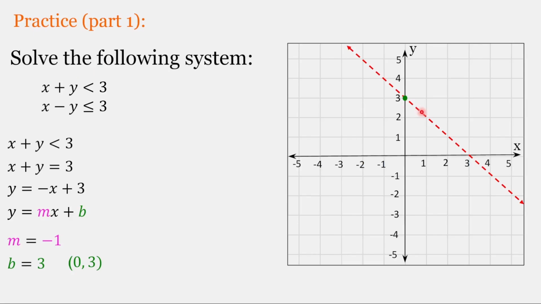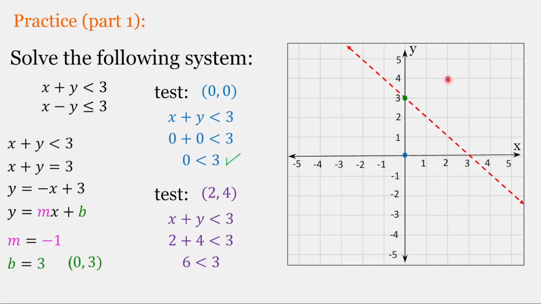We have our boundary line, so now let's test a point on each side. Again, I'll start with 0, 0. Plugging the ordered pair 0, 0 into this first inequality, we end up with 0 less than 3. That's a true statement. But let's confirm by testing a point on the opposite side. We should get a false statement. Let's try the ordered pair 2, 4. Plugging this ordered pair into the first inequality, we end up with 6 less than 3. And that is false. That is not a true statement.